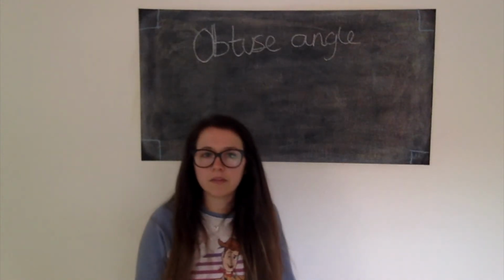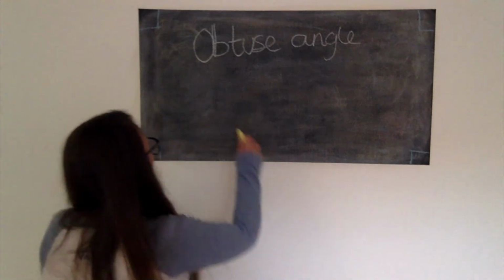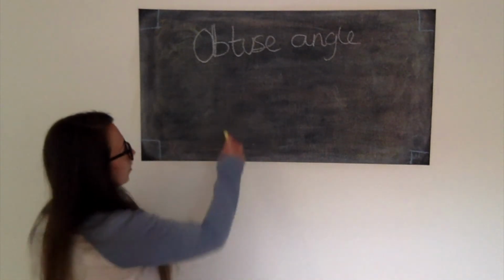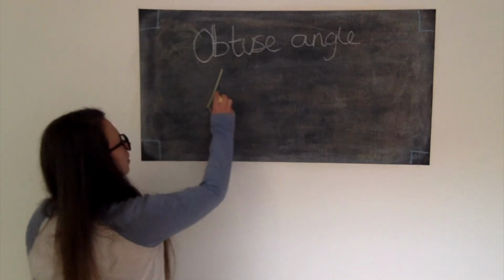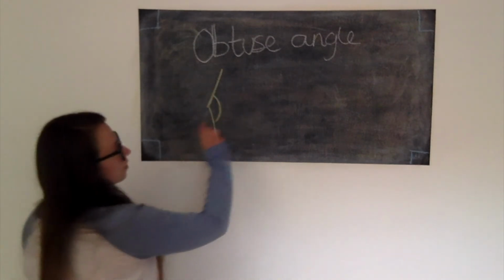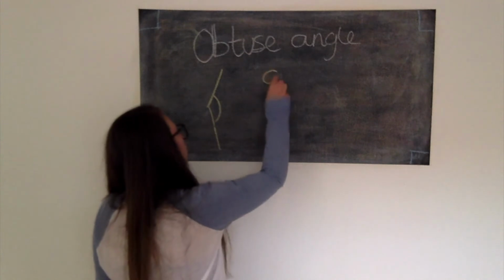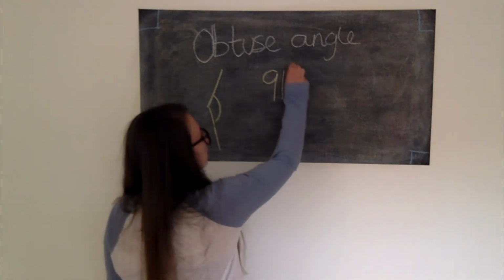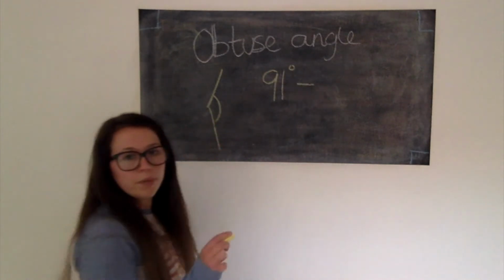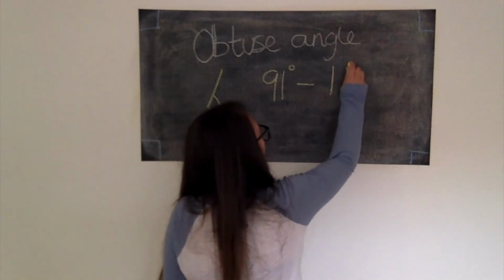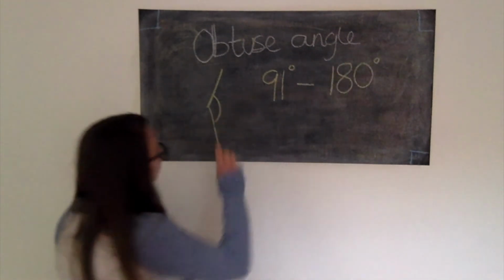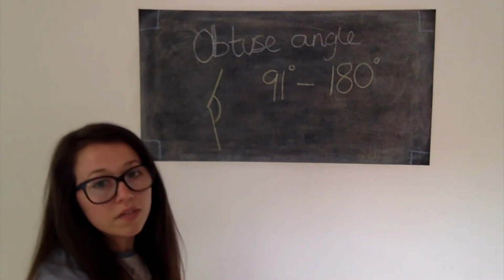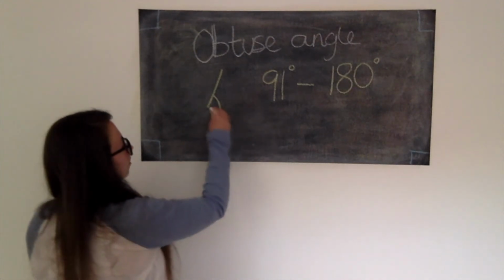So now thinking mathematically, obtuse, so again thinking about that word obese, means bigger than or greater than 90 degrees. Okay, so it's anywhere between 91 degrees, but it can't be bigger than 180 degrees, and we'll talk about that in a moment. So an obtuse angle is greater than 90 degrees, so it's bigger than a right angle.